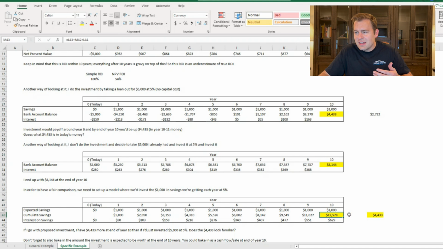If we compare, by year 10 under the investment scenario, we have $12,578. If we had invested it in the bank at 5%, our discount rate, we would have had $8,144. Guess what the difference between those two is? Yeah, it's $4,433, which is exactly what we calculated for the bank account balance we would have at the end of year 10 if we had borrowed the money. And as we said, that comes to a net present value of $2,722. So this is another way of comparing the alternative of investing your money at a 5% bank account interest rate versus actually investing the $5,000 and seeing what would happen at the end of year 10.